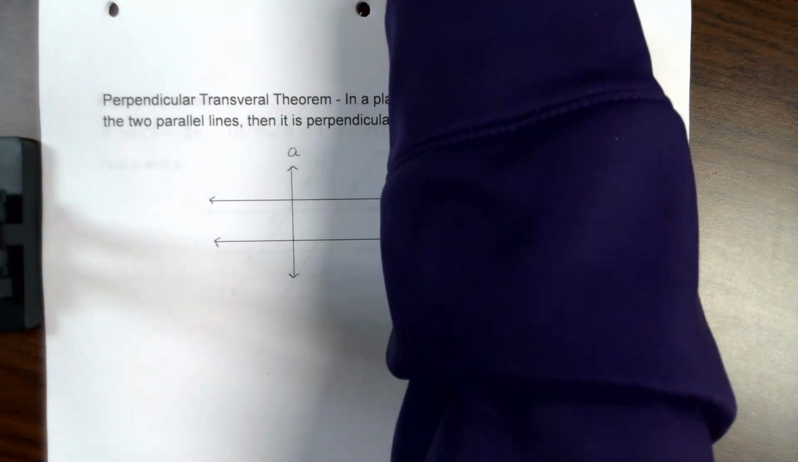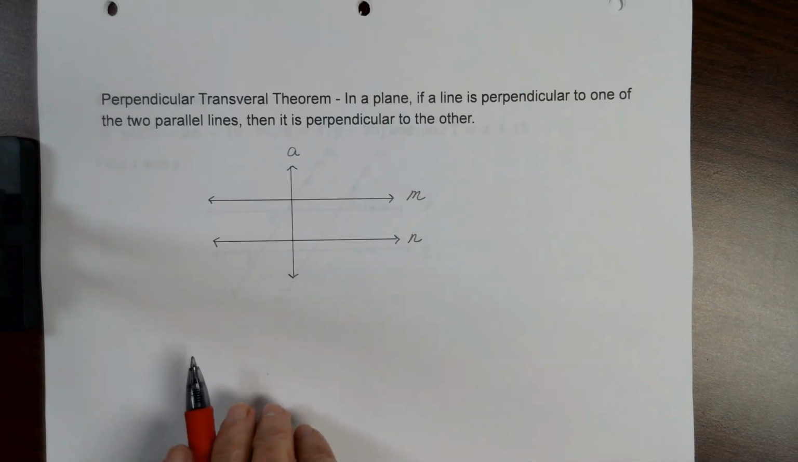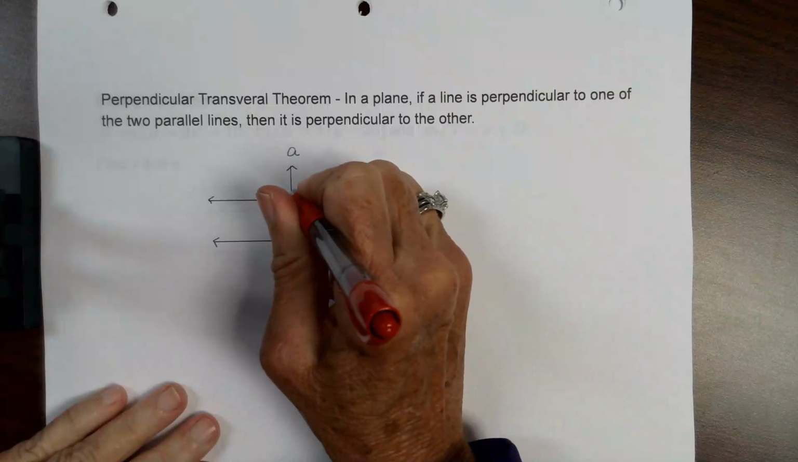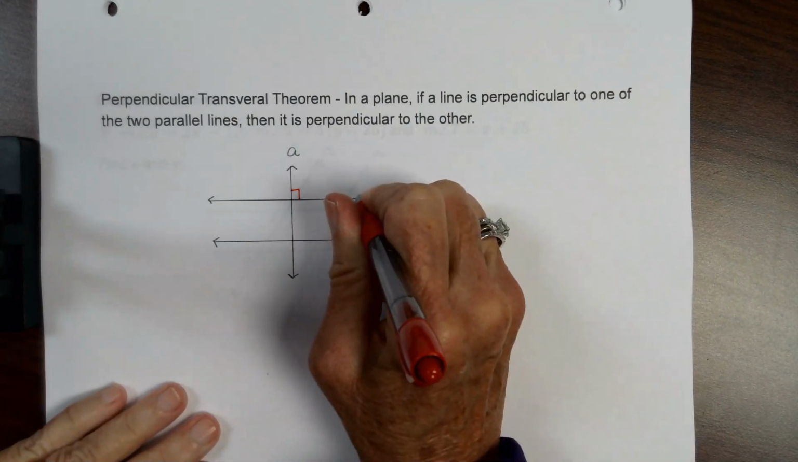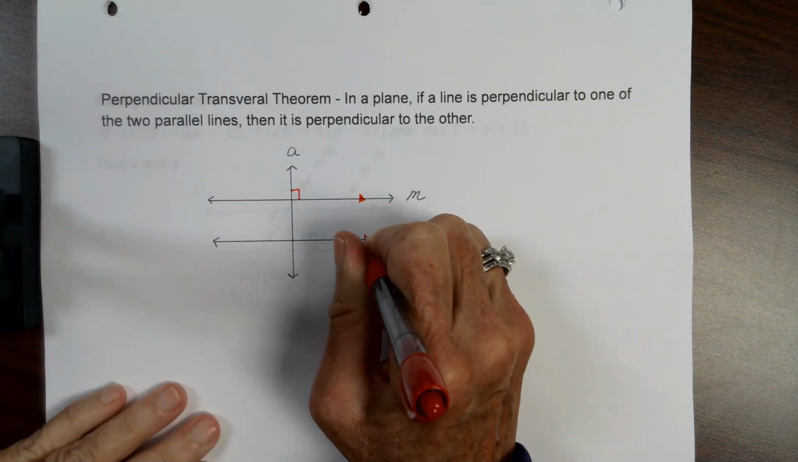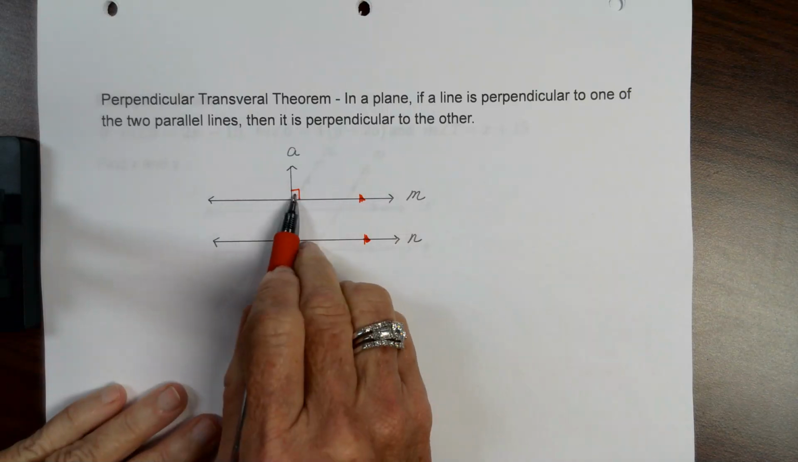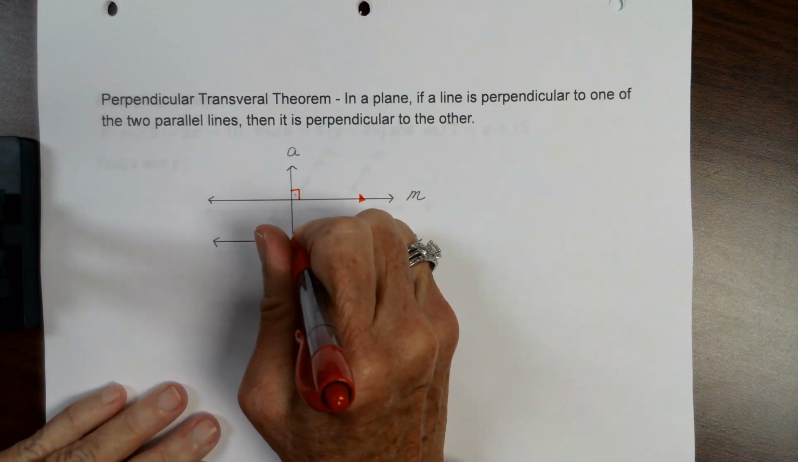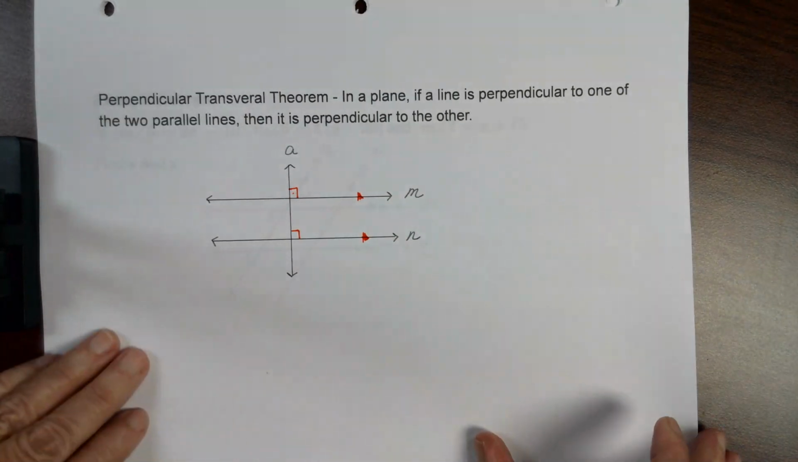There's also what's called the perpendicular transversal theorem that says in a plane, if a line is perpendicular to one of two parallel lines, let's say we know these two lines are parallel, if it's perpendicular to one of them, then we know it's perpendicular to the other one.